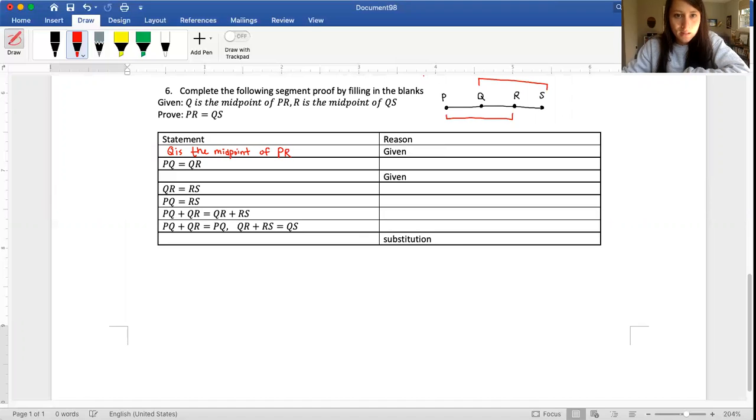So how did they conclude that PQ is the same as QR? Well, if we're linking these two statements together, Q being the midpoint tells me that those two parts are equal. And so this statement is made because of the definition of midpoint. Then the next statement there, the reason that's given is the given. So I have another given that I didn't write down: R is the midpoint of QS.